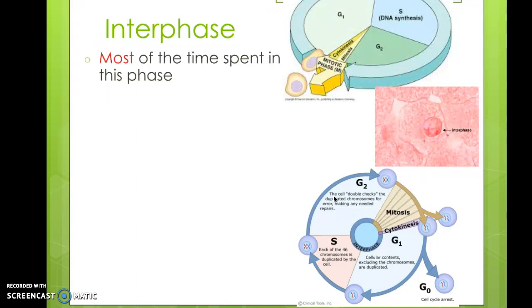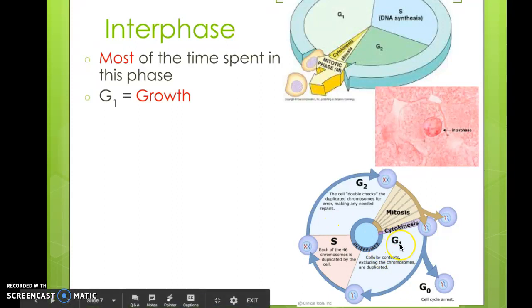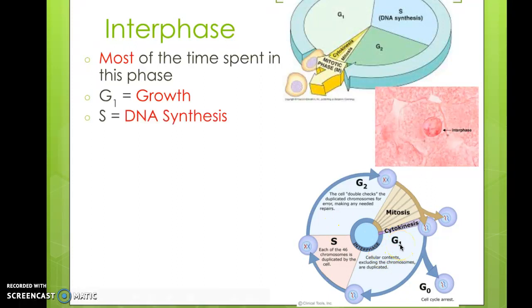So in interphase, most of the time is spent in this phase. The cell is growing, it's developing, it's getting its final form, and it is preparing for division. So G1 is the first phase of interphase, and that is growth. You can think of G standing for growth. S stands for synthesis. Synthesis means to make. I'm going to need to make new DNA for when I have my baby cells. The DNA is going to be copied.